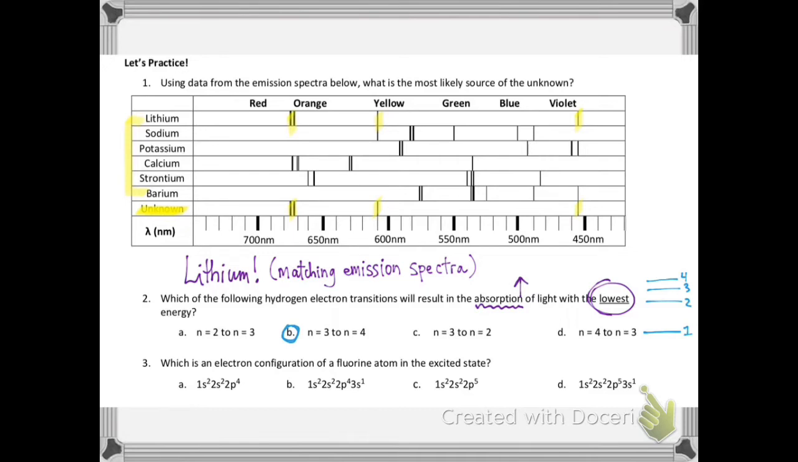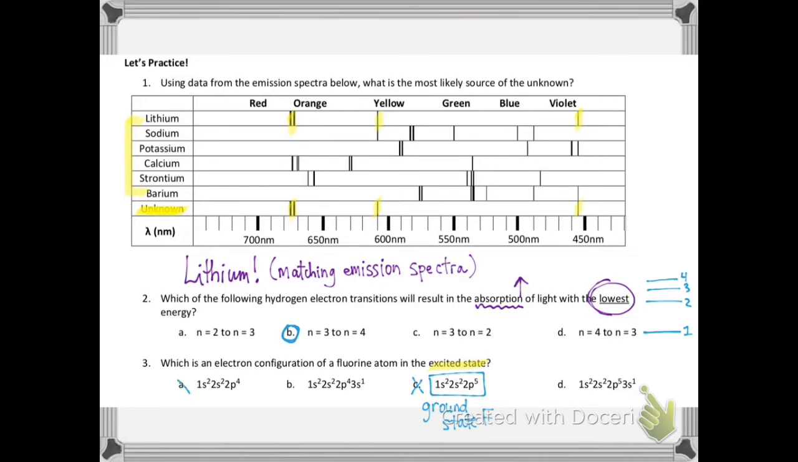Now, for number 3, we want fluorine, but we want to have fluorine in an excited state. Fluorine, if you look at your periodic table, has 9 total electrons. Well, this one is ground state fluorine. It has 9 total electrons and it's in its lowest energy state. But if it's in the ground state, it can't be that one.